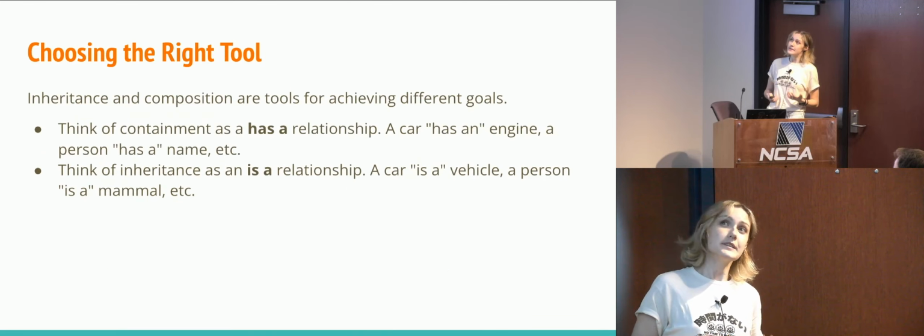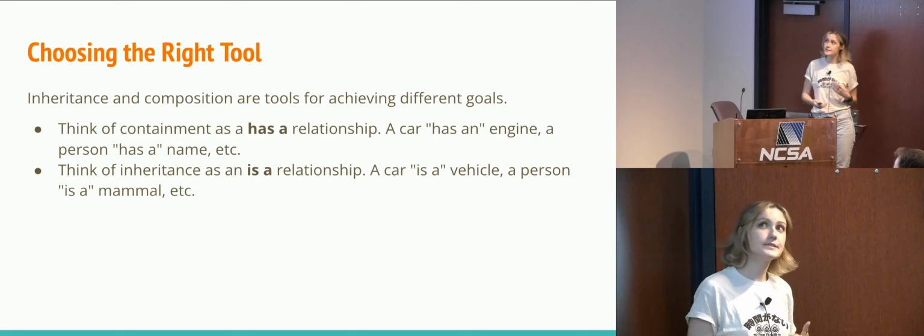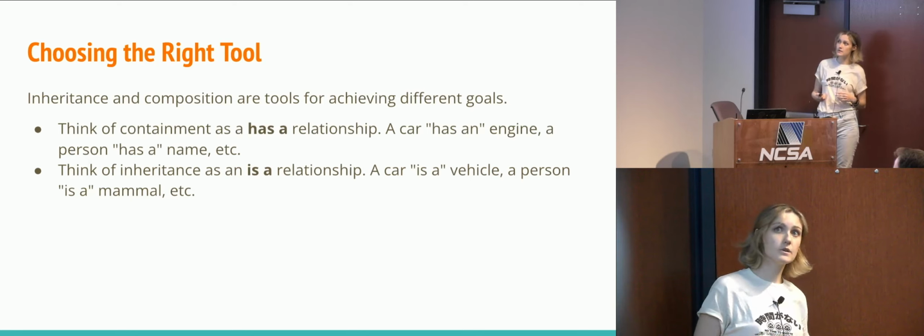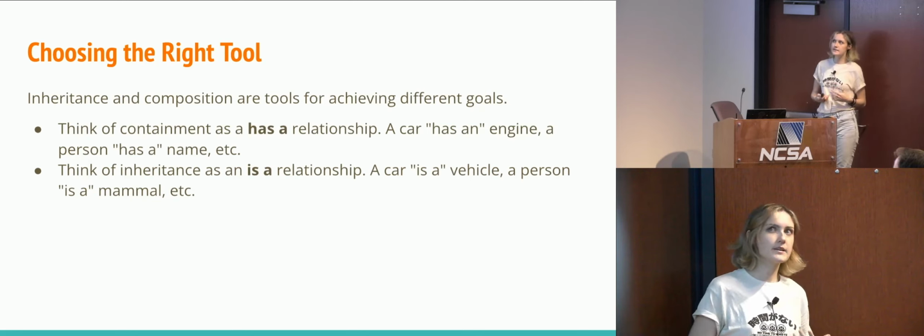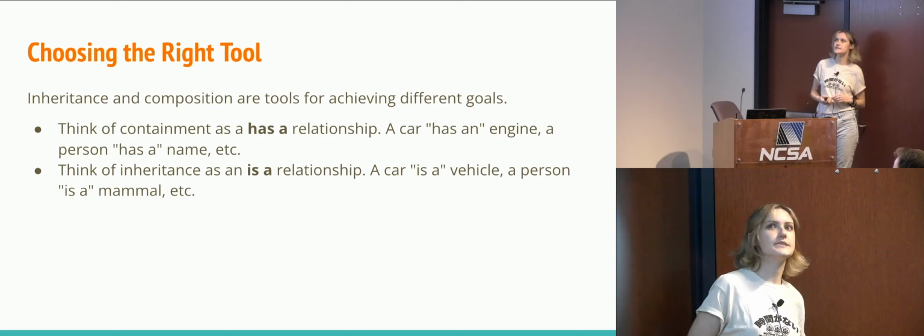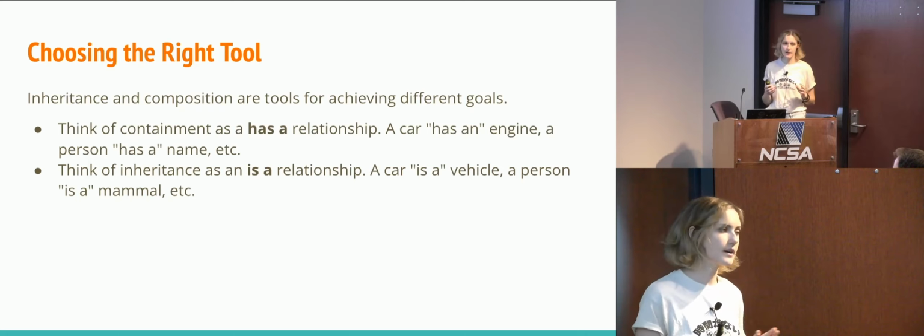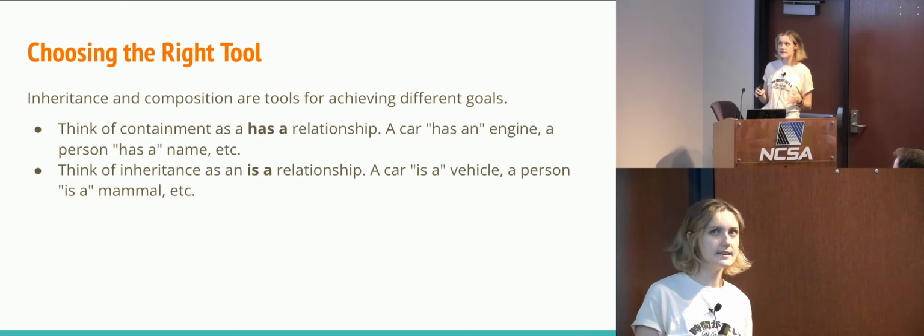But it is really important to recognize these as two different tools for achieving different goals. We need to think about containment as a has-a relationship. A car has an engine, and a person has a name, and so on, whereas inheritance is an is-a relationship. A car is a vehicle, a person is a mammal.